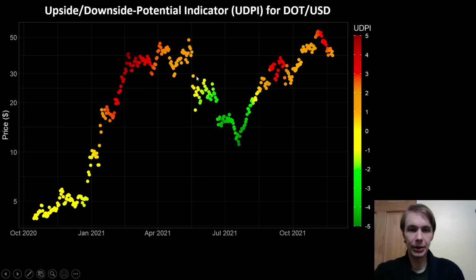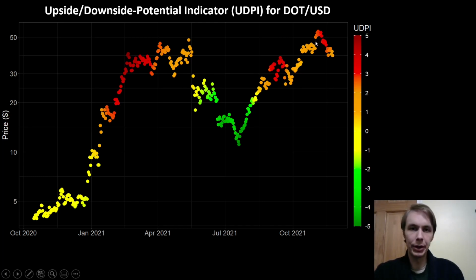And you see that throughout time, the UDPI has done a pretty good job of identifying these low risk zones where accumulating DOT has historically been advantageous, as well as these high risk zones where DOT is likely to be entering into a correction or at least sideways action, falling from those points where taking some profits off of DOT had historically been advantageous.